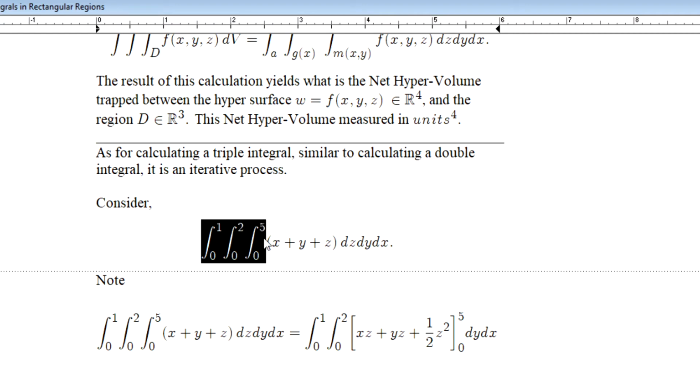And if we think about this solid in 3-dimensional space, this would actually be a cuboid, right? The dimensions measured along the z-axis would go from 0 to 5. The dimensions measured along the y-axis would go from 0 to 2. And the dimensions along the x-axis would go from 0 to 1. In a sense, the length of this cuboid would be 1 unit, the width would be 2 units, and the height would be 5 units. It would have an overall volume of 10 units cubed.